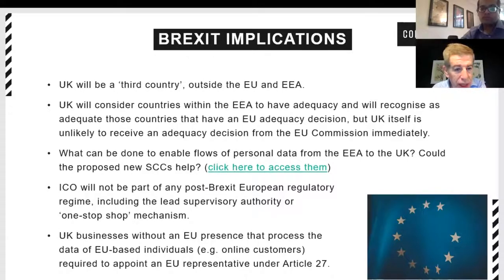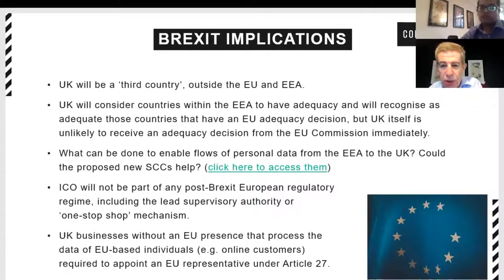As you can see from the slide, there are other implications of Brexit. First, at the end of the transition period, UK controllers or processors will need to appoint a data protection representative in the EU, and also non-UK controllers or processors, both EU and non-EU, need to appoint a data protection representative in the UK.